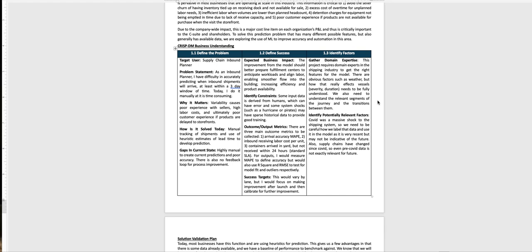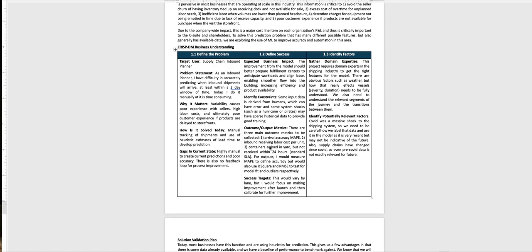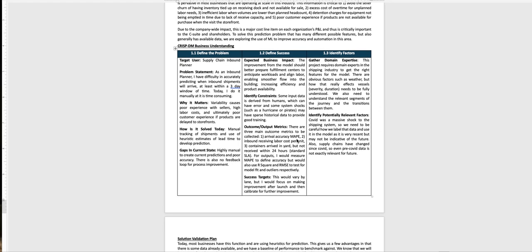As far as constraints go, some of the data is input by humans as things go through the process. There's also a lot of choppy historical data with hurricanes, pirates, and other shocks to the system. Some of the outcome and output metrics here are accuracy and receive SLA, and then from more of a statistics perspective on the output side, MAPE, R squared, and then looking at RMSE to test for model volatility or outliers.